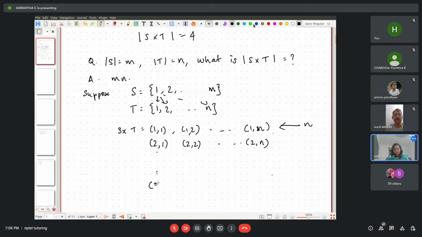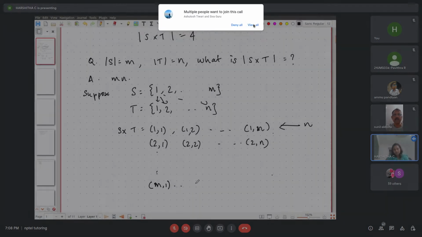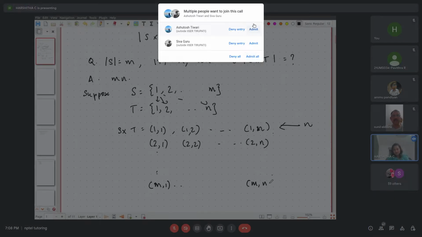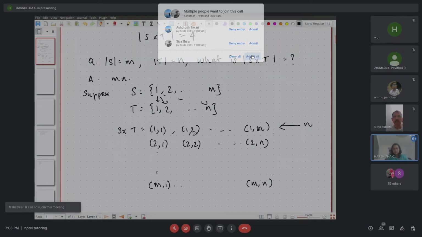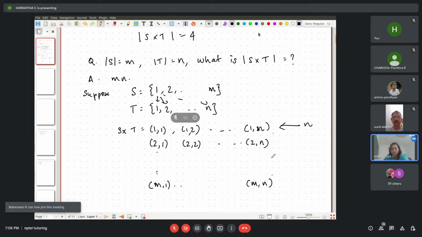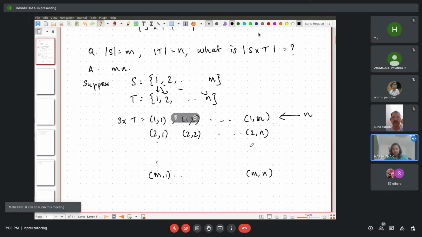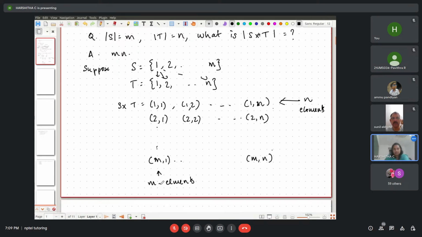If you go on like this, it's kind of like a matrix, right? With M rows and N columns. So the number of entries will be M times N. Each row has N elements. Each column has M elements.